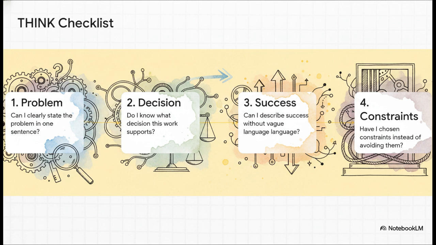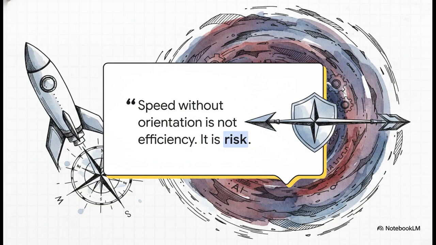And that last point on constraints is so key. Things like budget, timeline, or scope, they aren't obstacles to avoid. They are tools to focus your creativity. Choosing them intentionally is what makes execution faster and better, not slower. And that's really the ultimate takeaway here. The Think framework isn't about bureaucracy. It's about risk management. In a world where AI lets us move at incredible speeds, moving in the right direction has never been more critical. Speed without orientation isn't just inefficient, it's dangerous. So the question to leave you with is this: are you building with orientation, or are you just moving fast?